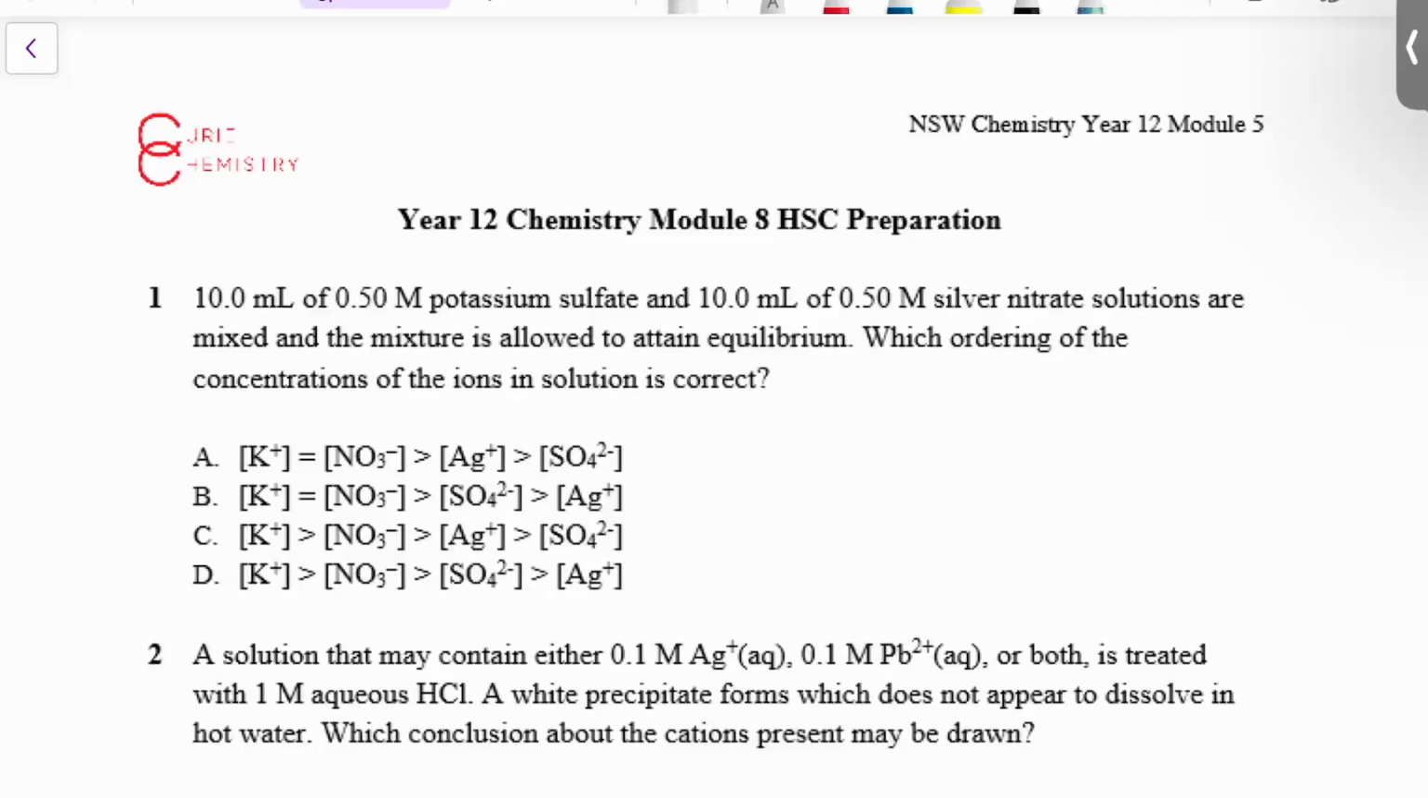Question 1. 10 mL of 0.5 molar potassium sulfate and 10 mL of 0.5 molar silver nitrate solutions are mixed, and the mixture is allowed to attain equilibrium. Which ordering of the concentrations of the ions in solution is correct?